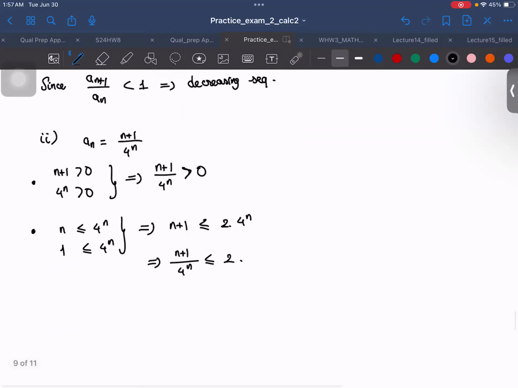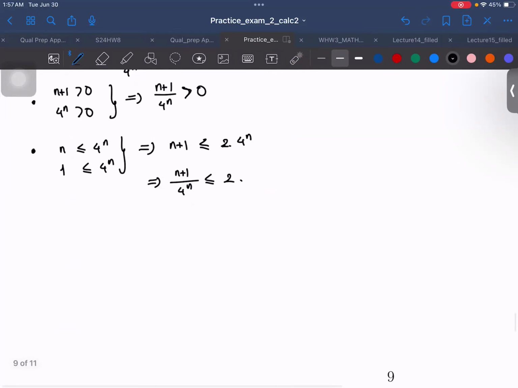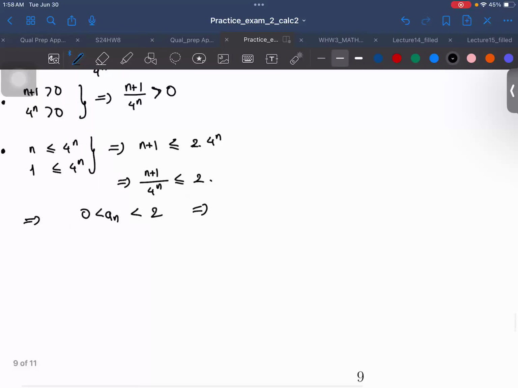Okay, and that means my sequence an is bounded from below by 0 and from above by 2. So my sequence is bounded.